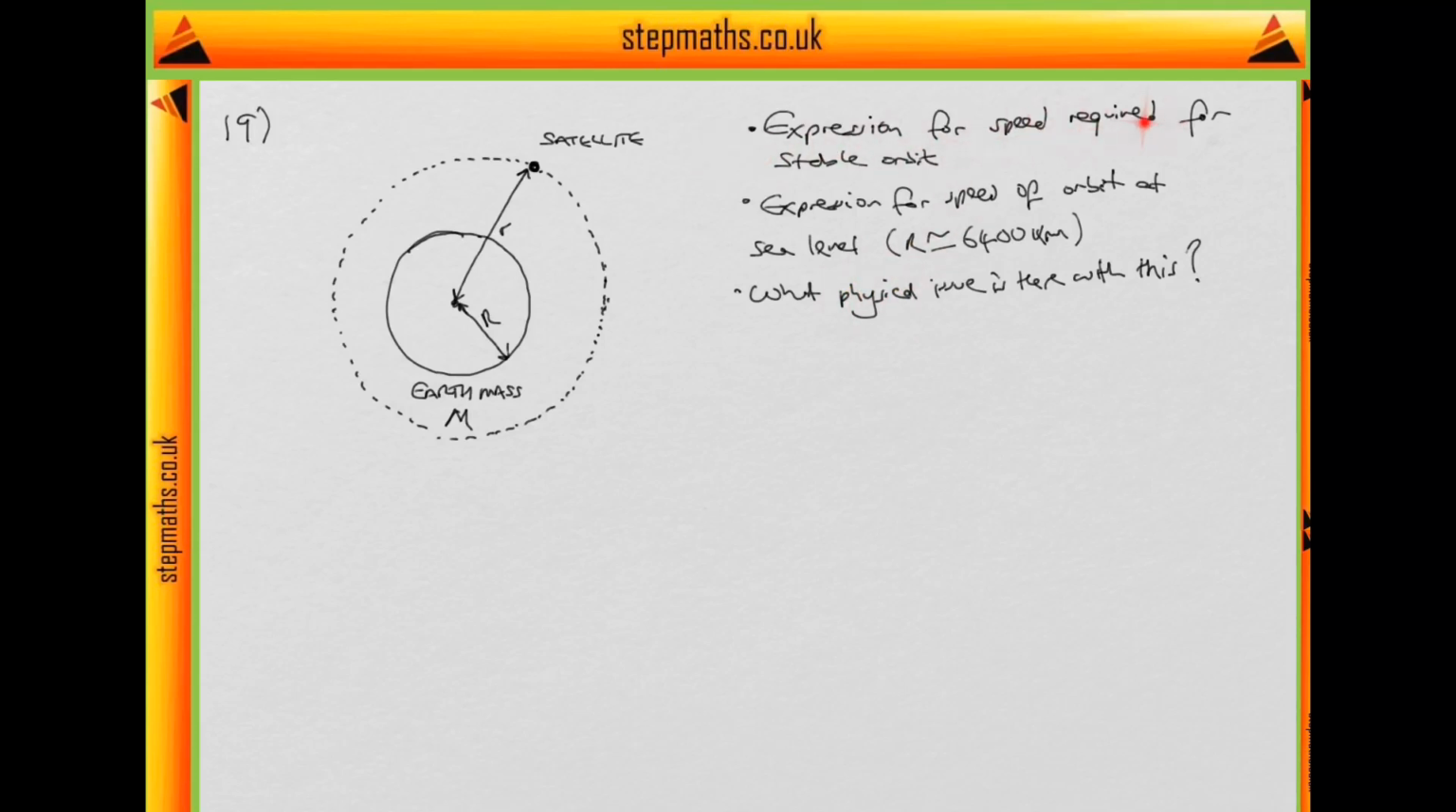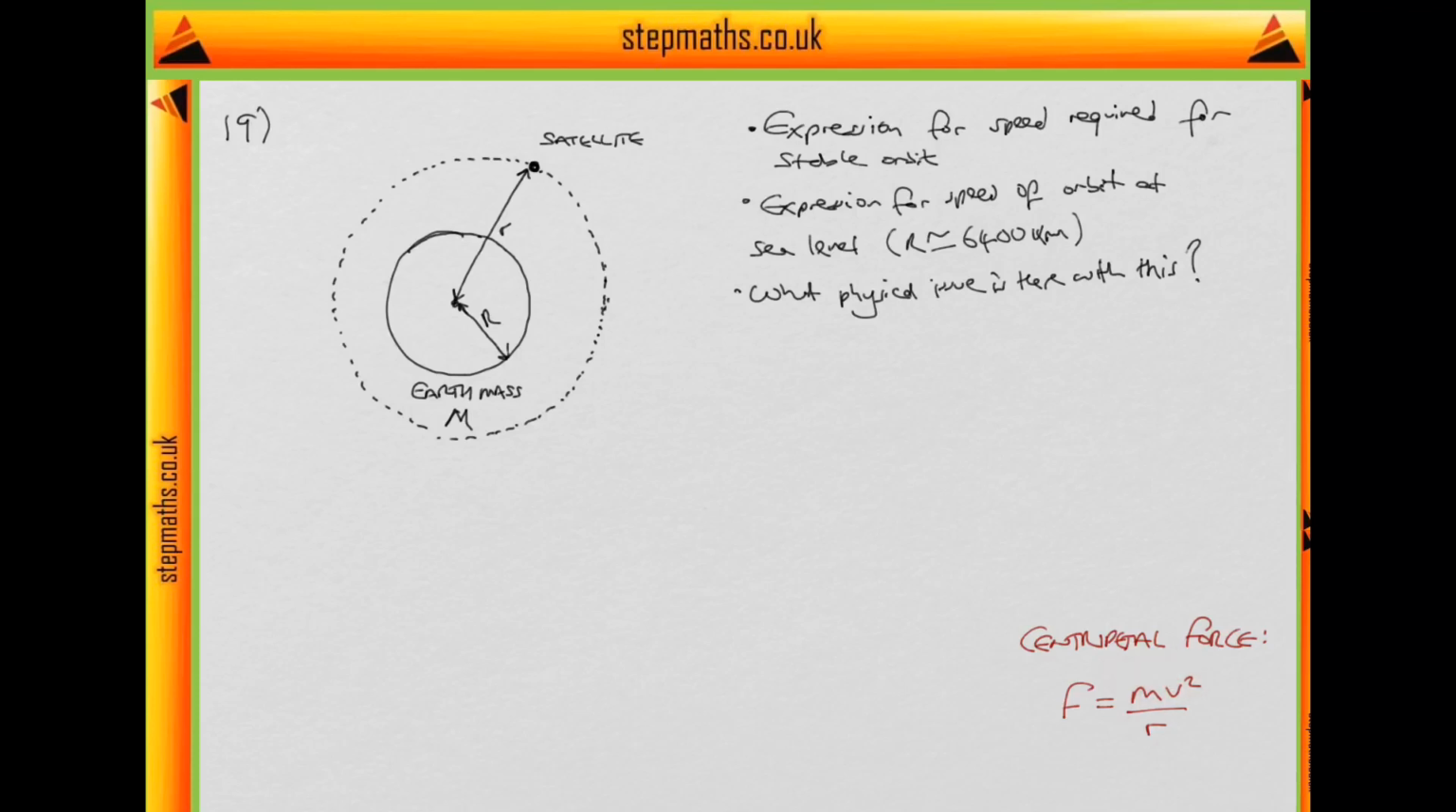The first part asks us to find the expression for the speed required for the satellite to maintain a stable, and we're told, circular orbit. So we have to think, what do we know about circular motion? There's one fundamental equation: the centripetal force has the form mv squared over r, where r is the radius at which the object moves, v is its velocity, and m is the mass of the object.